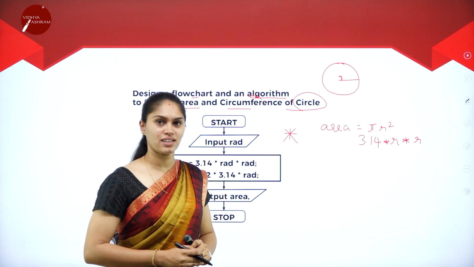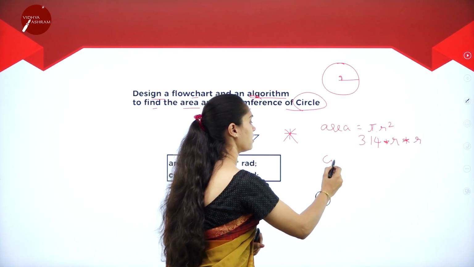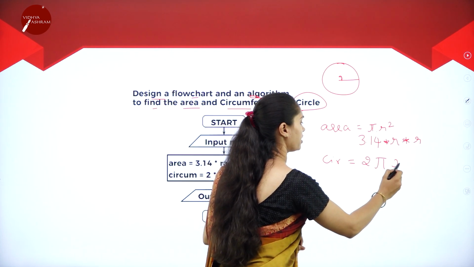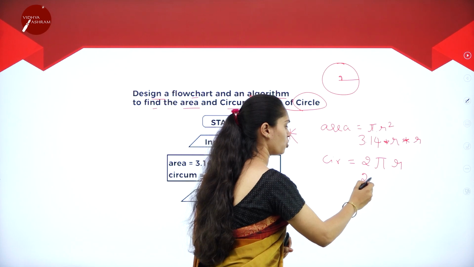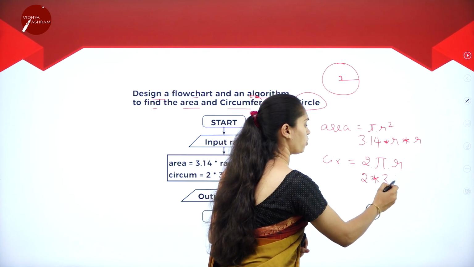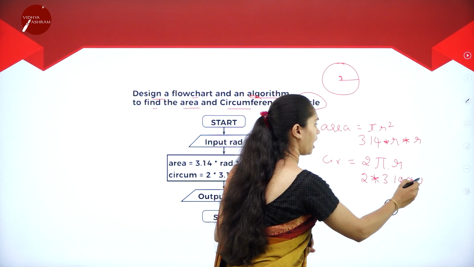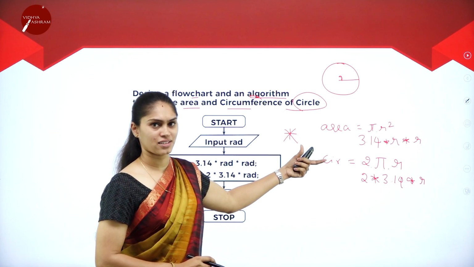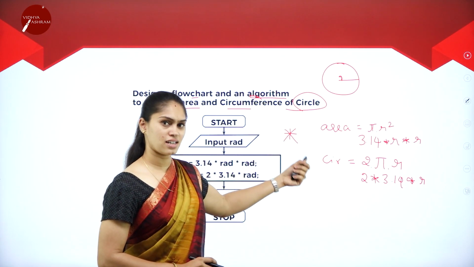Then how to find the circumference? Circumference is equal to 2 pi r. For this also, I have to take 2 as it is, then the multiplication symbol, then pi, in the sense 3.14, and into r, in the sense radius. Getting it? So this is how we are going to find the area and circumference.